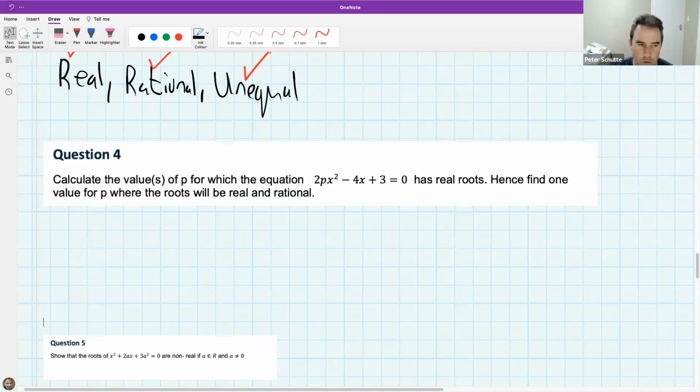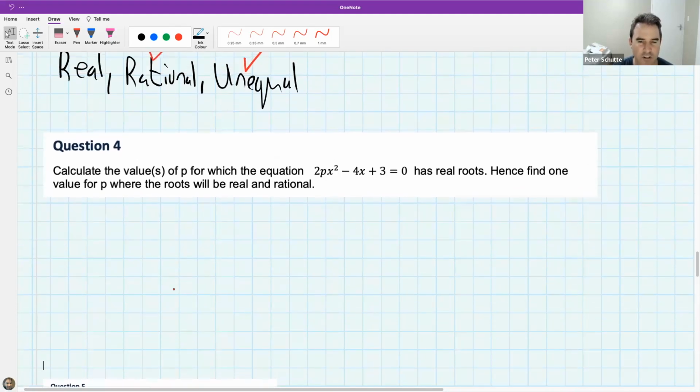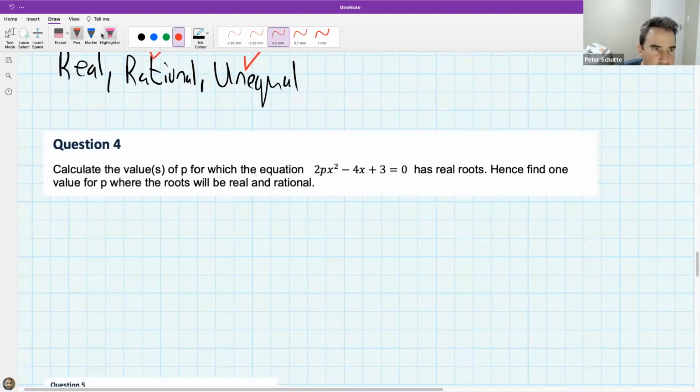Calculate the value or values of P for which the equation has real roots. Let me get my yellow. Calculate the values of P for which the equation 2px squared minus 4 plus 3 equals 0 has real roots. And then hence find one value for P where the roots will be real and rational. Now that's almost like a second part. So I'm going to put that in green.